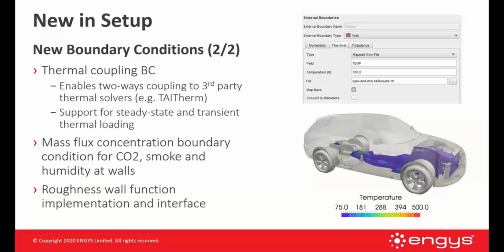In terms of thermal boundary condition, we have a thermal coupling boundary condition to enable two-way coupling to third-party thermal solvers. For example, we have an interface to TAITherm from ThermoAnalytics, and this is supported for both steady state and transient thermal loading cases. We also have a new mass flux concentration boundary condition for CO2, smoke and humidity at walls, in addition to the existing options available for walls for these scalars. And finally, we have a new roughness wall function interface and implementation, which was completely refactored with respect to the previous version.